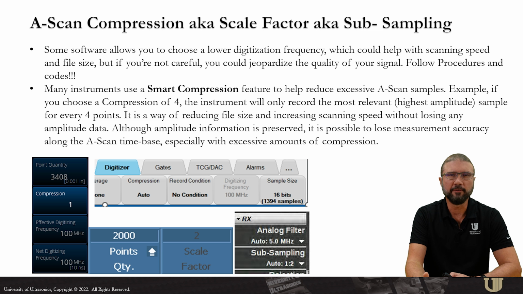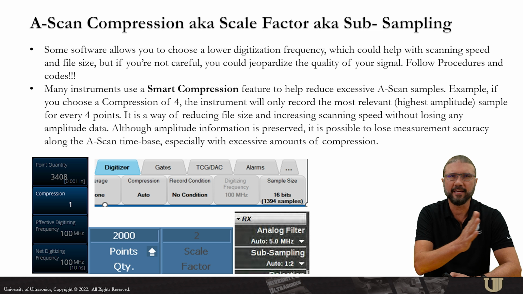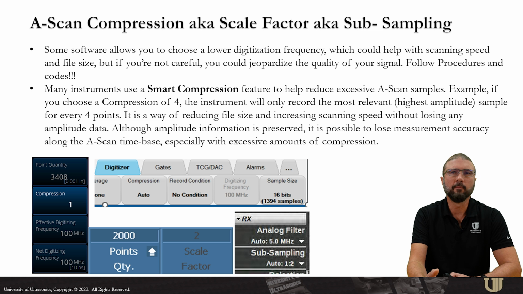That's a way of reducing file size and increasing scanning speed without losing any amplitude data. But although your amplitude information is preserved, it is possible to lose measurement accuracy along that A-scan time base, especially with excessive amounts of compression. This compression function is called different things in different software. On the Topaz and the X3 and I think the Gecko, it's simply called compression. On the MX2, it was called scale factor, and on the Sonotest Vaio, it's called subsampling, but it's all basically the same thing.